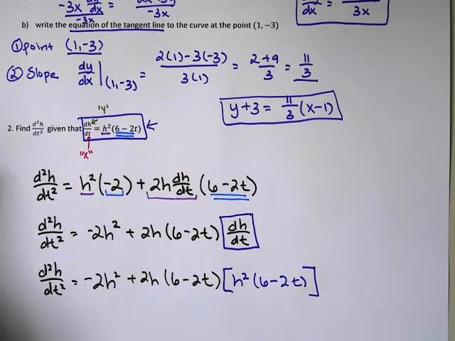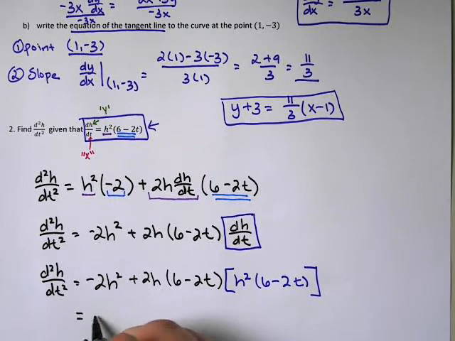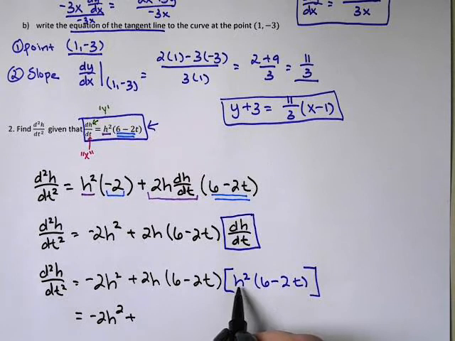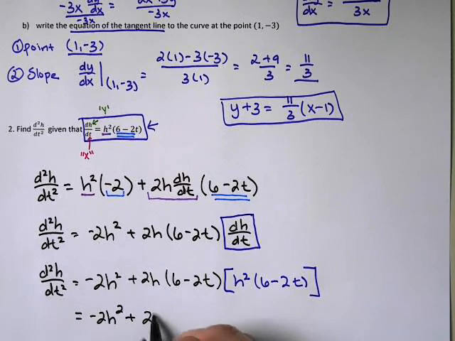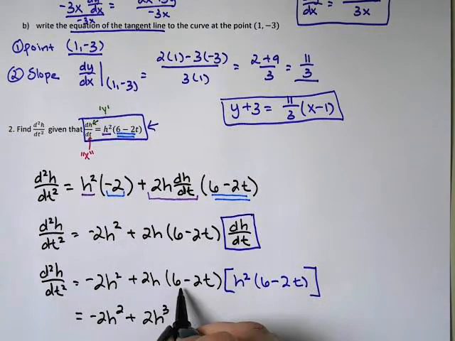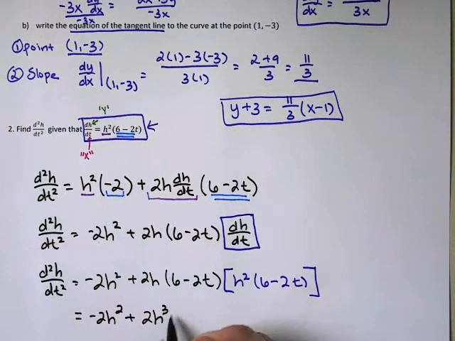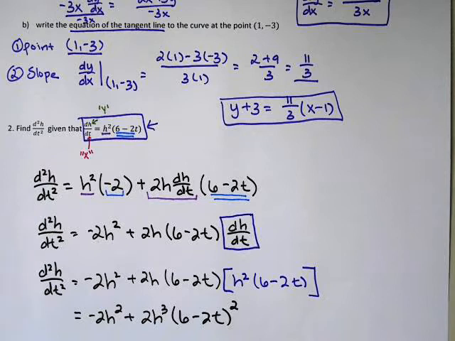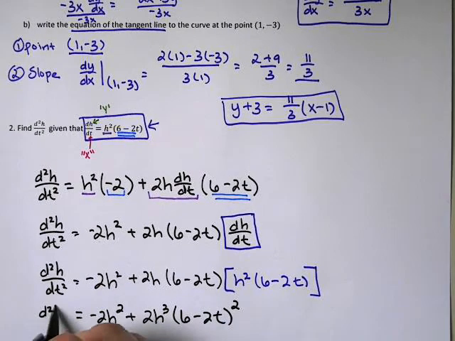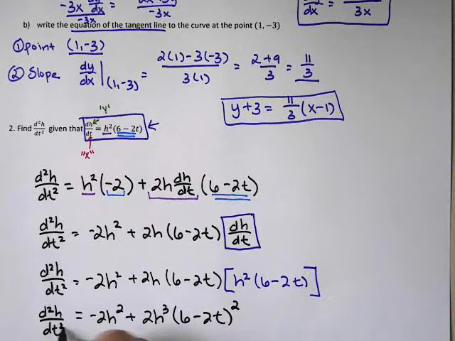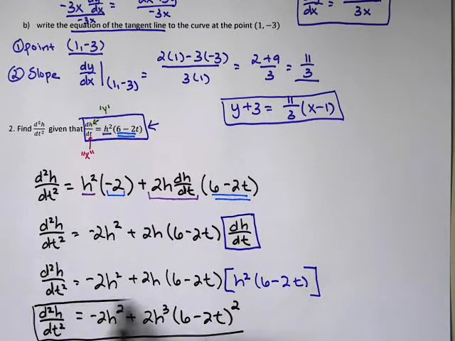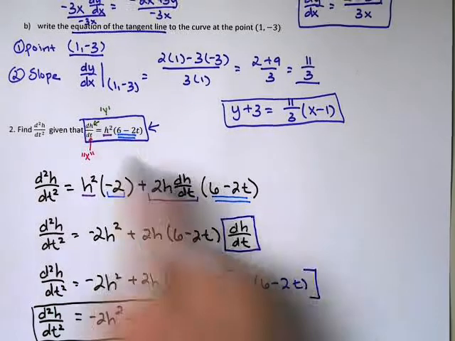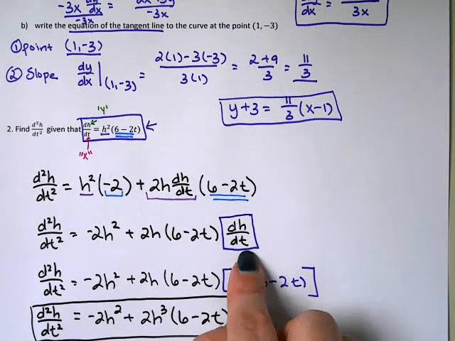Now it's just a matter of simplifying a little bit more. So we're going to do negative 2h squared plus, now if I look, I have 2h and I have times h squared, so that's really 2h cubed. And then I have 6 minus 2t and another 6 minus 2t, so I can make that 6 minus 2t quantity squared. So this is actually our second derivative right here. So the hard part here is that not only did we have product rule, but we also had that implicit differentiation piece. And then we had to plug back in our first derivative.